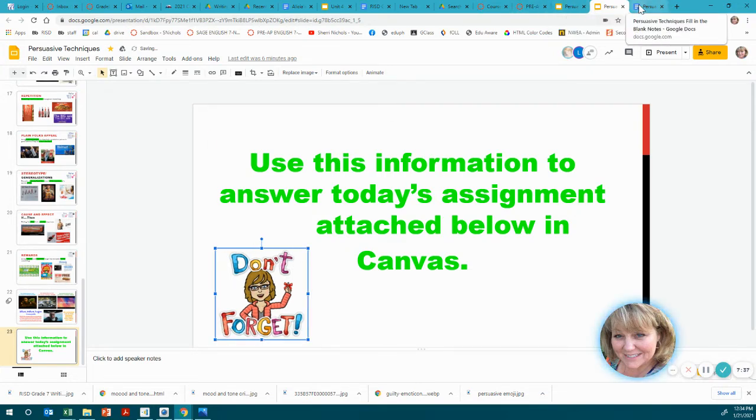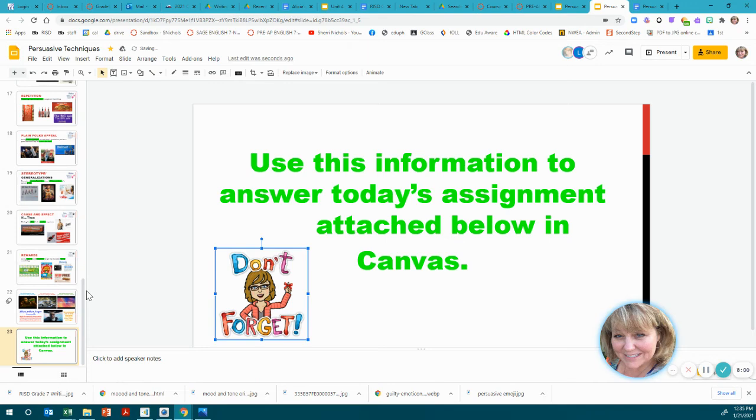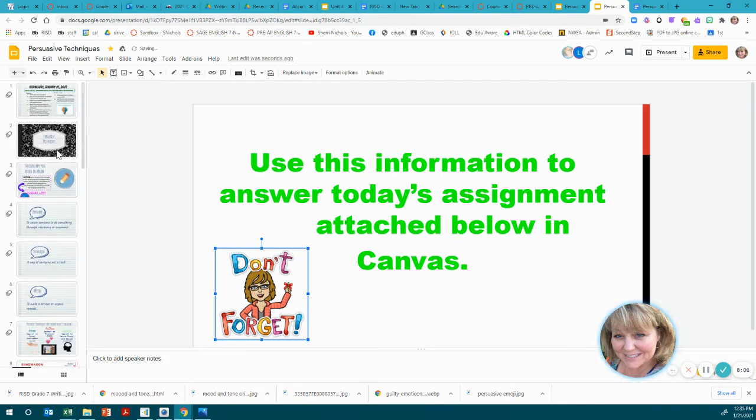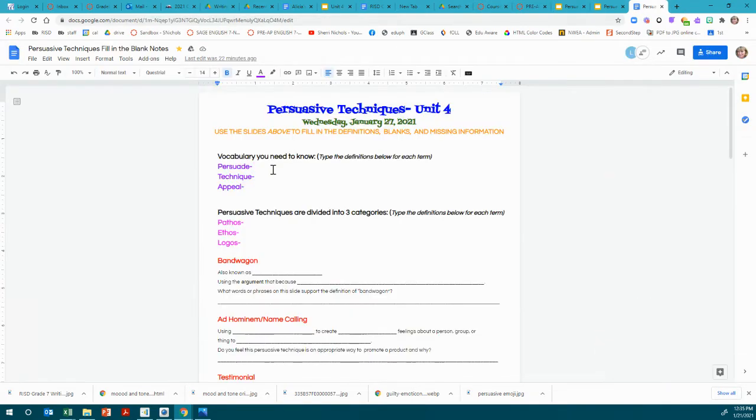What's attached below is this assignment, and this is the part that you fill in and turn in. Persuasive techniques, and again, we're beginning Unit 4, and it says use the slides above to fill in the definitions, blanks, and missing information. So vocabulary you need to know, you're going to type the definitions below for each term. For instance, persuade. So you're going to go back here and you're going to ask, what does persuade mean? And if we look at persuade, it's to cause someone to do something through reasoning or argument. And you just literally start typing.